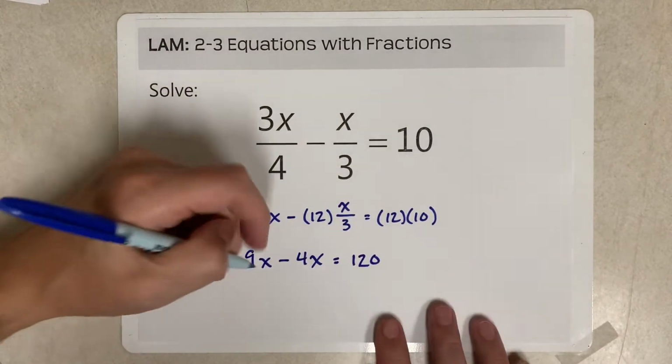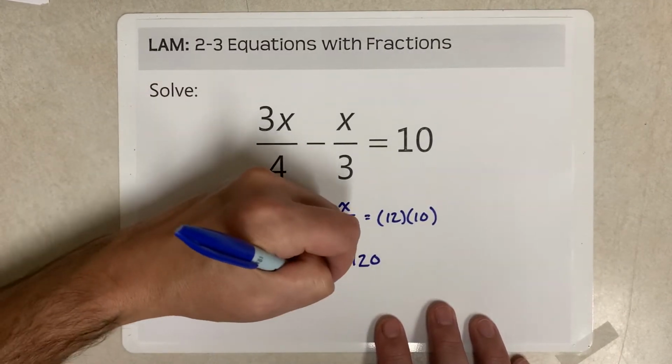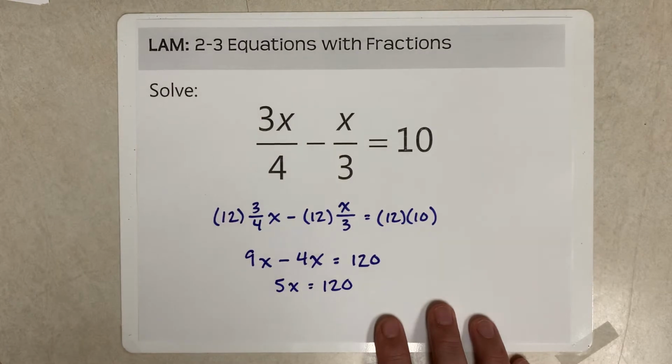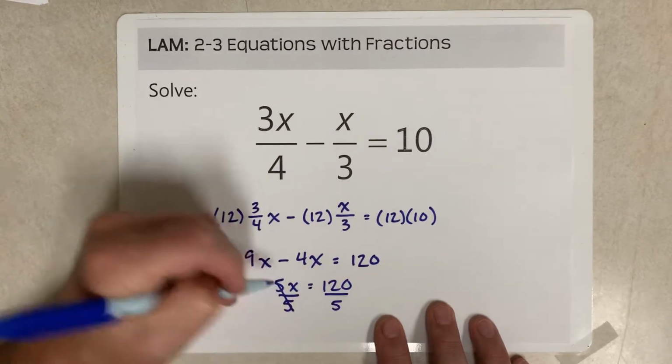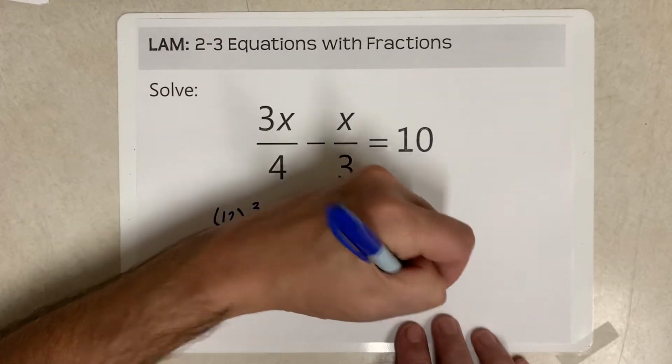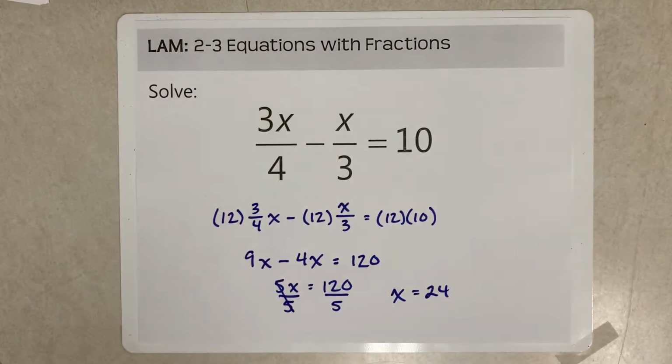Now we've got 9x take away 4x is 5x equals 120. So now all we have to do is divide 120 by 5. Those 5's cancel. And 120 divided by 5 should be 24. And we are done with that one.